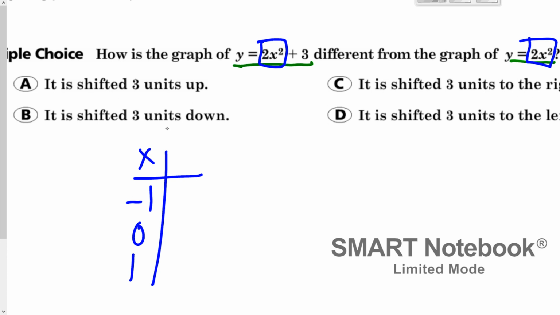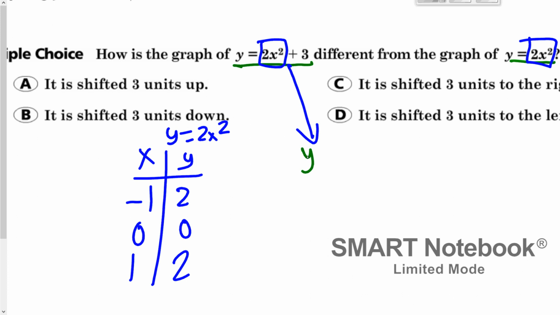Here, I'll graph this one, y equals 2x squared. So it's going to be your a, right? Your a is 2, 0, 2. Now, this next one right here, y equals 2x squared plus 3. So aren't these the exact same, except for now I'm adding 3 to this part?